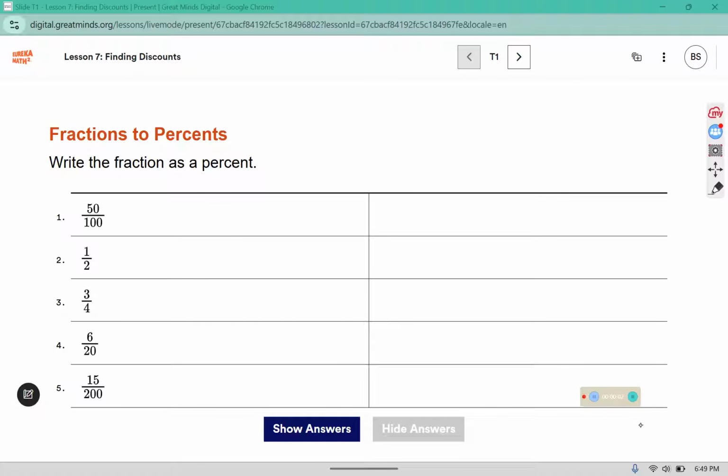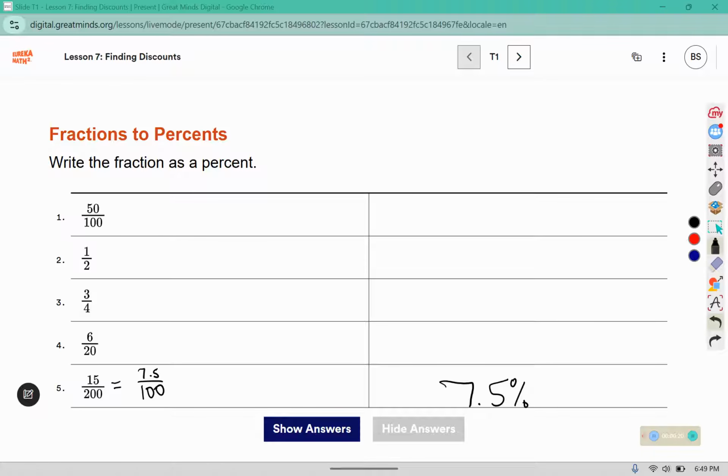Write the fractions as a percent. If we change these to be out of 100, I would need to divide it by 2. Well, 15 divided by 2 is 7.5, so this is 7.5%. To turn this one into 100, I would need to multiply by 5. What would the numerator be? And what percent would that turn into?